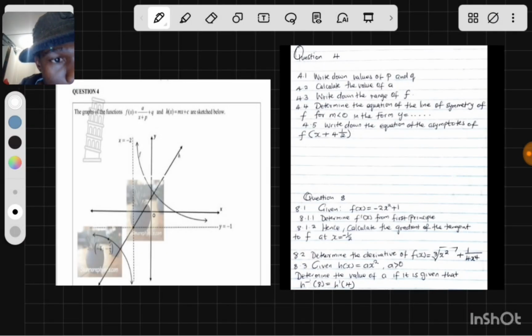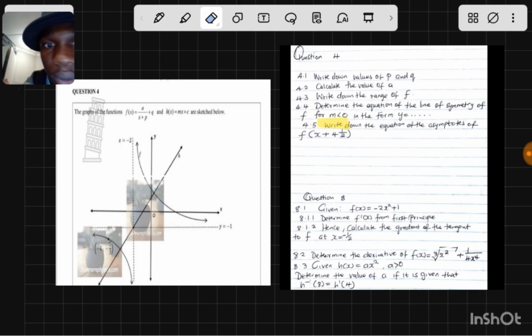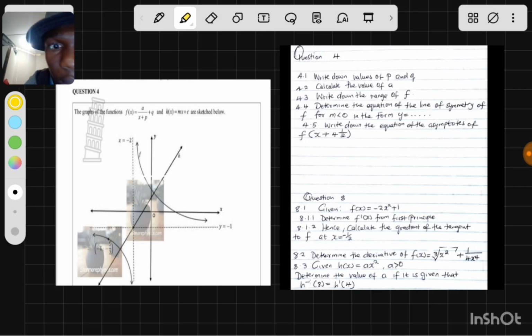Determine the equation of the line of symmetry of f. Take note of that one. They say m is less than 0, which means the gradient is negative, the negative gradient. So we have m is equal to 1 from there.